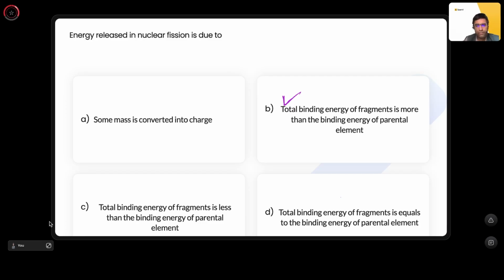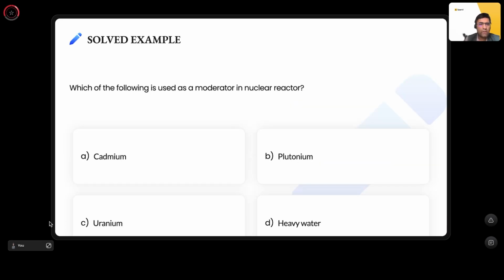All right. Next question. Which of the following is used as a moderator in nuclear reactor? So it's heavy water. It's very important. You have to remember. You have to revise this nuclear reactor thing. All the things that are used. Cadmium rods किस लिए use होता है? Heavy water किस लिए use होता है? So it will be definitely asked in the exam.